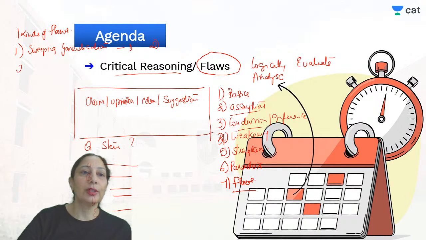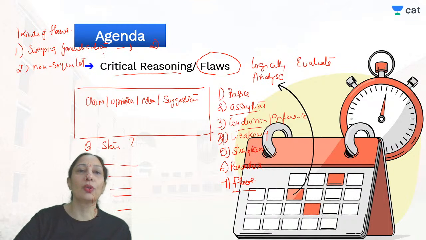Then you have what is known as non sequitur. Non sequitur are arguments where the causes don't flow into the effects. So non sequitur is a foreign word which means not having a sequence, right?